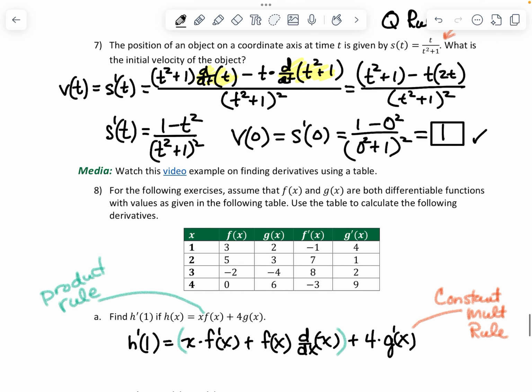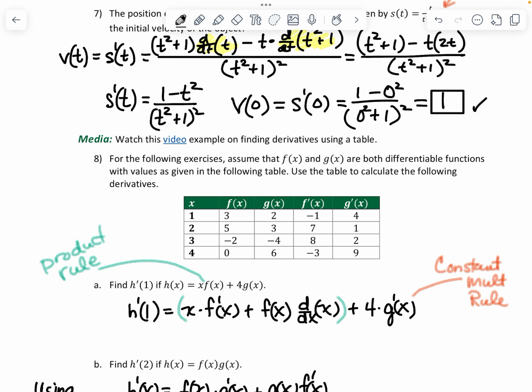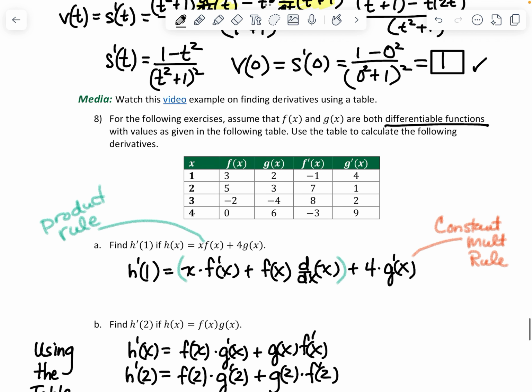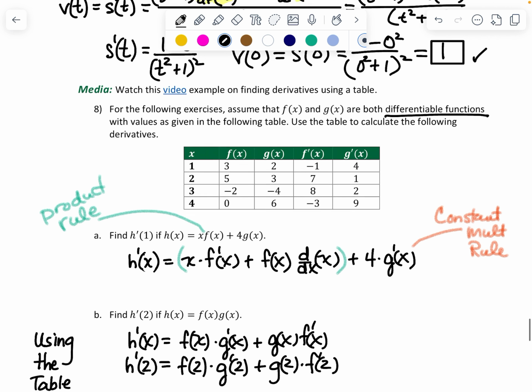And then for number 8, for the following exercises, assume that f and g are both differentiable functions with values given in the following table. Use the table to calculate the following derivatives. So I have laid these out. So I want to make one little correction here. This should be an x. So h prime of x is what I have there.